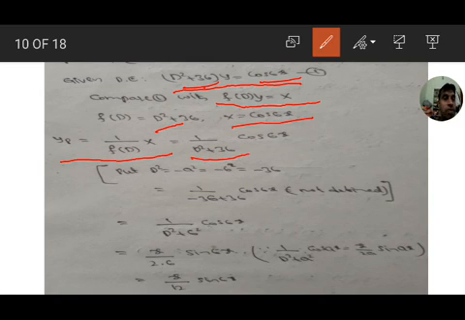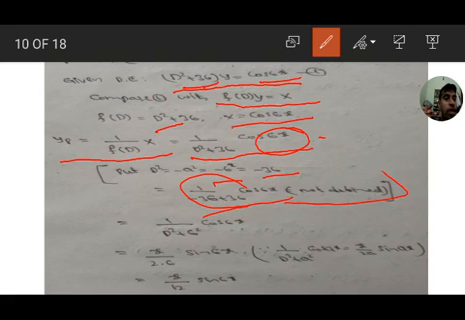So 1 by D square plus 36 cos 6x. Put D square equal to minus a square. Here a equal to 6, so minus 6 square, so minus 36. If you substitute minus 36 plus 36, we get 0.